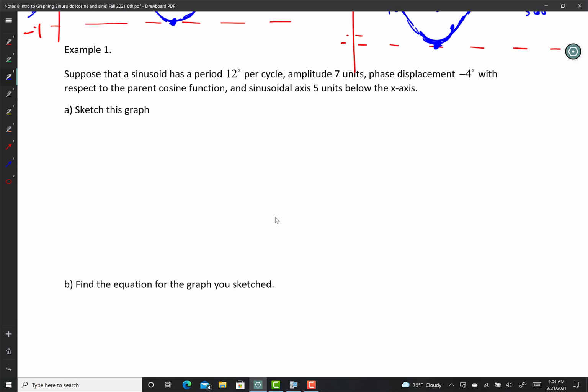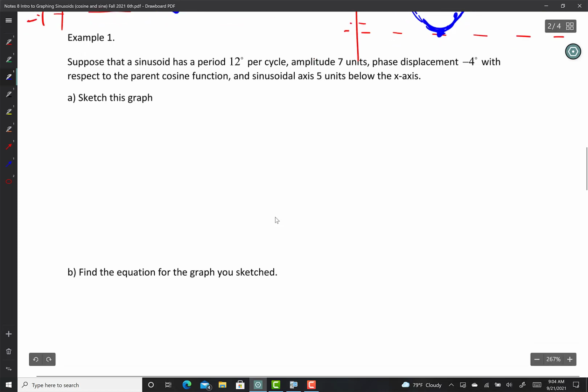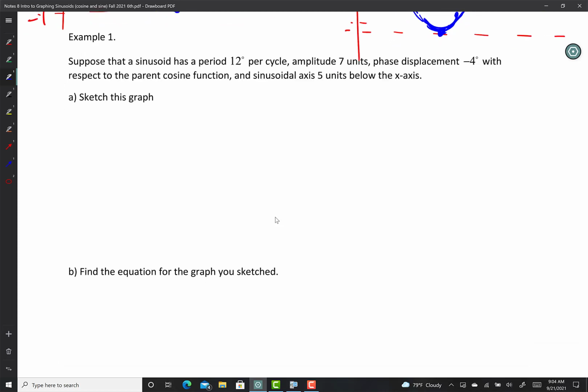Our first example. We're just going to sketch, and it doesn't have to be perfect, guys. All right, here we go. Suppose that a sinusoid has a period of 12 degrees per cycle. Do you guys like underlining stuff? So underline 12 degrees. And this is amplitude 7 units, so underline amplitude 7. And then phase displacement -4, so underline that. With respect to the parent cosine function, and a sinusoidal axis 5 units below the x-axis.